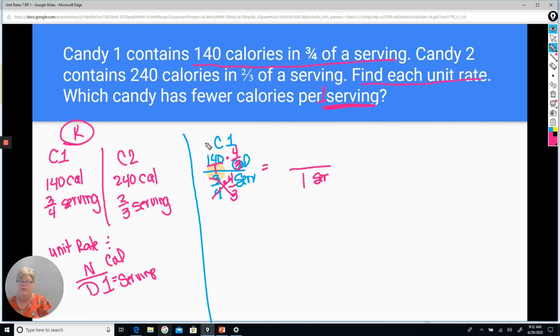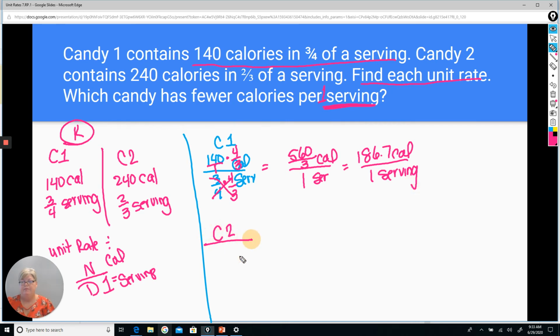140 times 4, that's going to give you 560 calories over 3, and that's your calories. And when you divide that, that's going to give you 186.7 calories. I rounded that number, okay, per 1 serving. Okay, so I've got candy 1 done. Now we have to go candy 2. So let's look at candy 2.